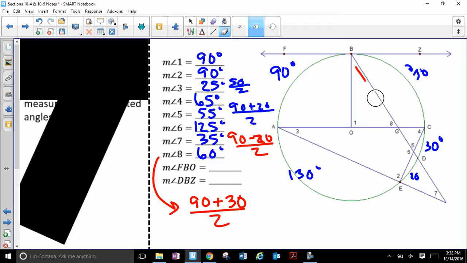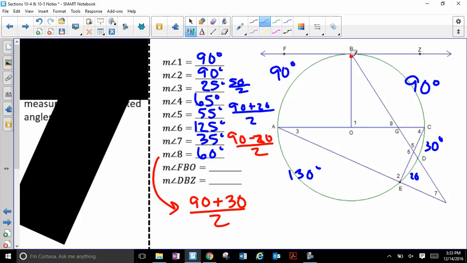All right, next one. Oops, that was 90 over there. Okay, so then FBO. So remember when you give them 3 letters, it's the middle one. So FBO. So B, the vertex is on the circle.